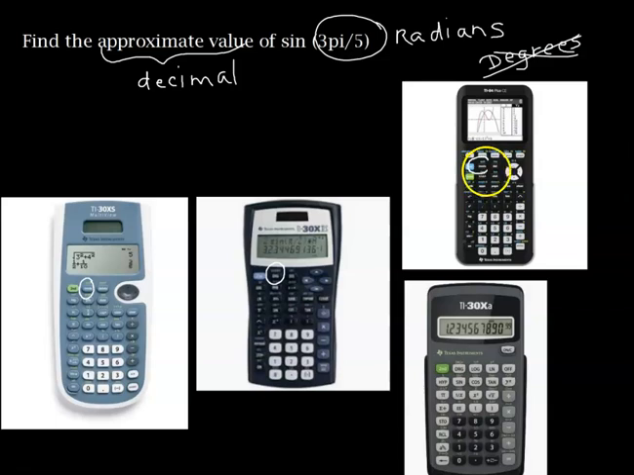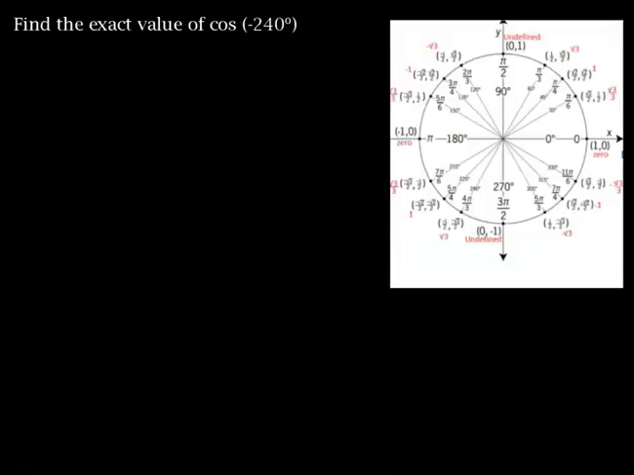TI-84, same thing. You're just going to click on mode, and then you'll see the options for the angle. And finally, for this last calculator, also go under DRG. So this is where you can change the angles from radians to degrees or vice versa, depending on what you're given. And once you type in the sine of 3 pi over 5, you should get approximately 0.95.